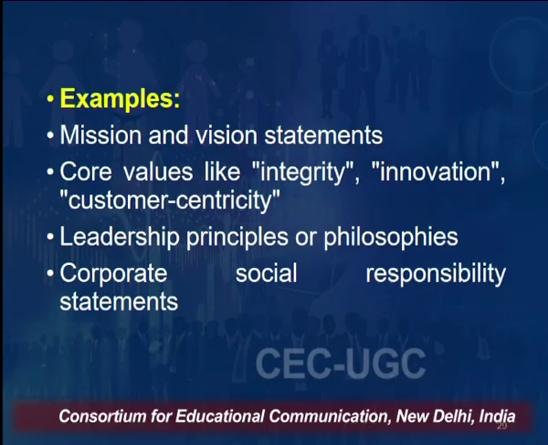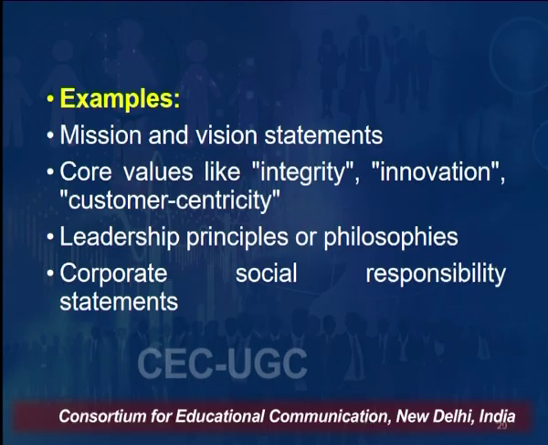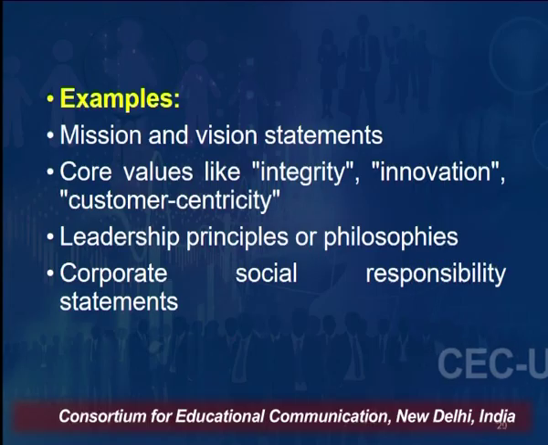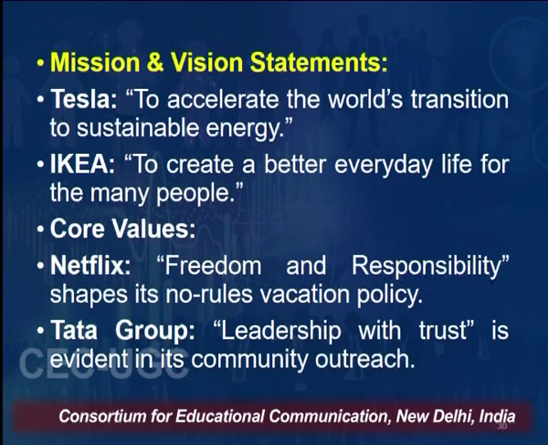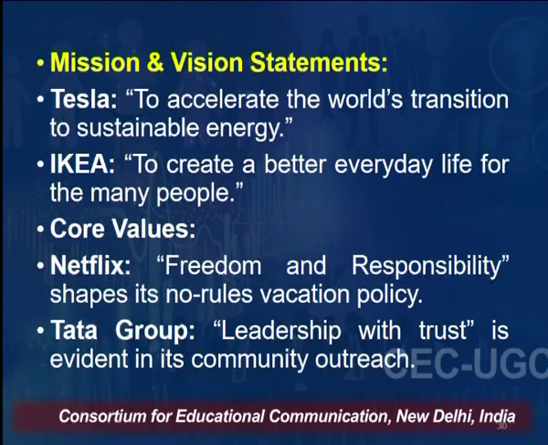Core values like integrity, innovation, customer centricity, then leadership principles or philosophies, corporate social responsibility statements, all these are examples of the espoused values. For example, Tesla has the mission statement to accelerate the world's transition to sustainable energy. IKEA says to create a better everyday life for the many people. And on core values, Netflix says freedom and responsibility, so it shapes its no rules vacation policy. Tata Group's leadership with trust is evident in its community outreach. This is how the vision and mission statements and the core values reflect the organization's culture. These are the espoused values. Then there can be strategic goals and ethic codes.